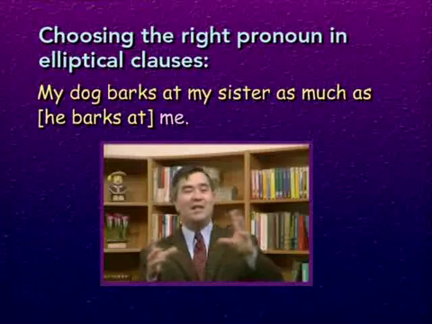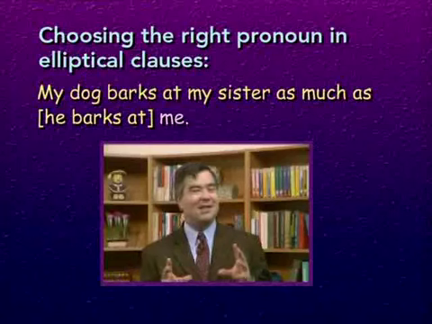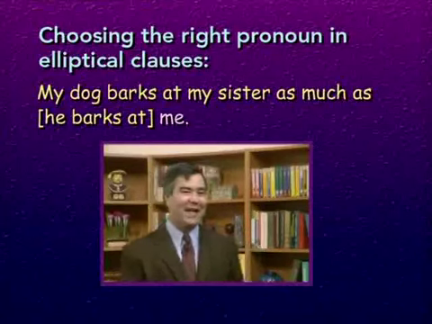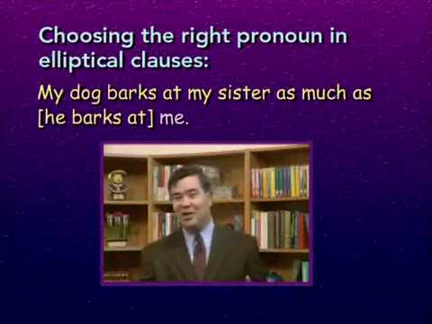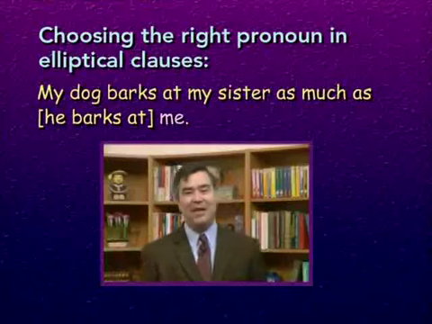So once the omitted words are stuck back in, the sentence would read, my dog barks at my sister as much as he barks at me. Therefore, once we omit the words again and turn it back into an elliptical clause, me should be used. My dog barks at my sister as much as me.